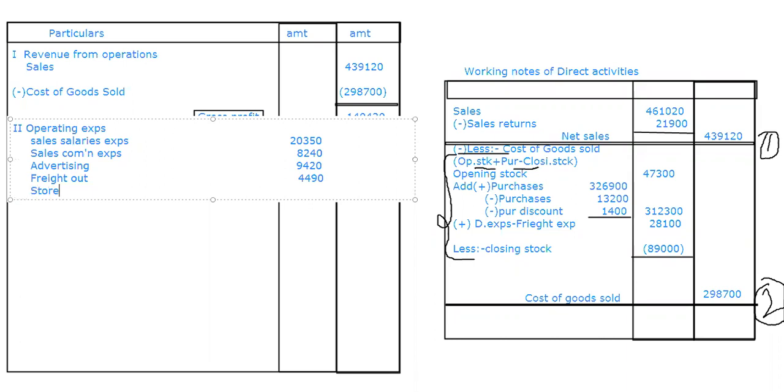Then stores rent, which is 2,400. Keep on adding all these things. Then sales discount, which is 1,400. And then we have depreciation. Depreciation on store furniture, which is 6,000.